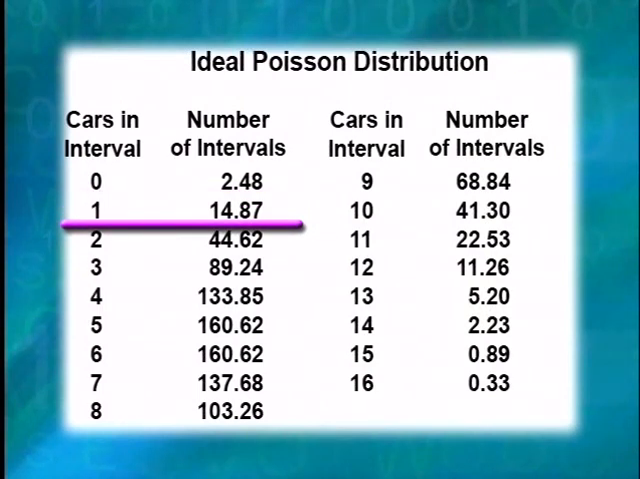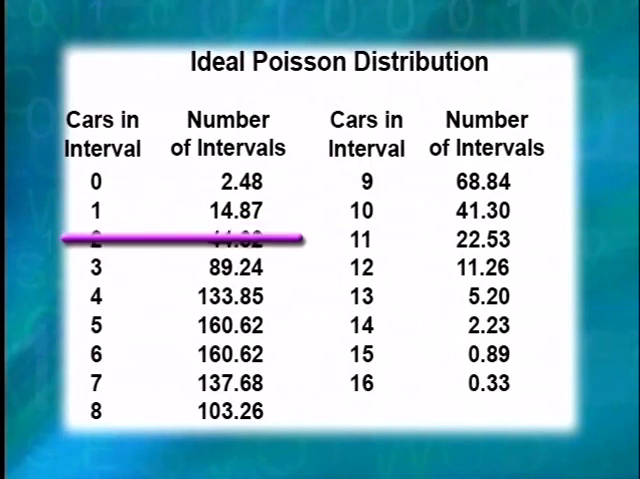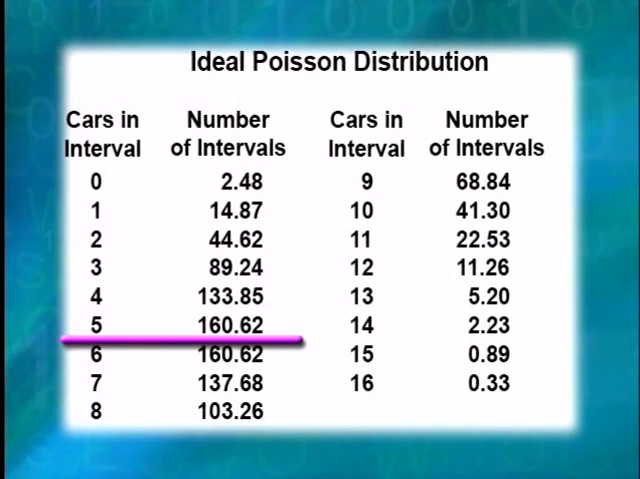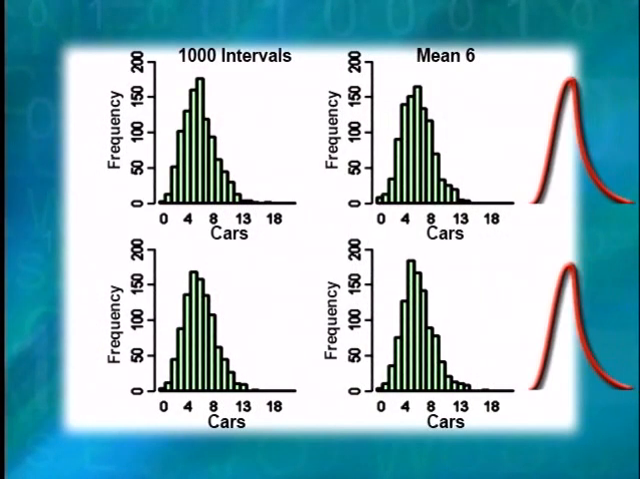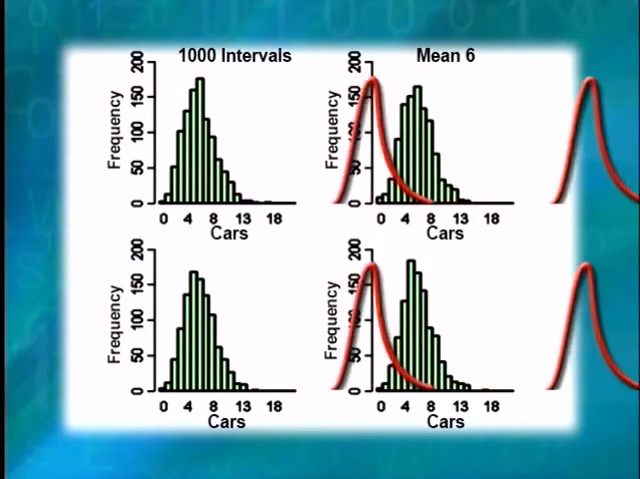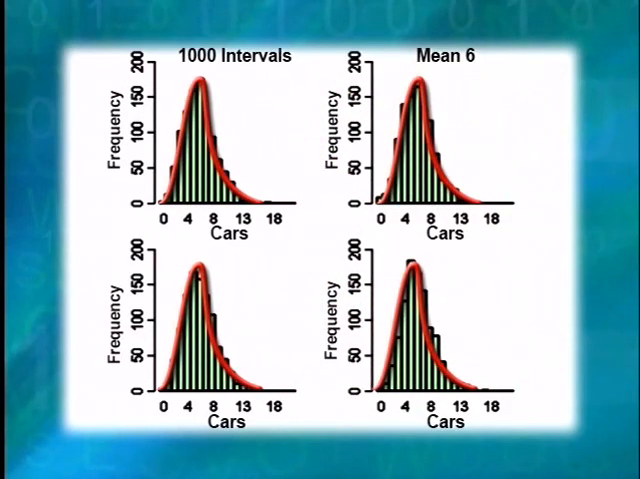How many? 1, you see? So for each one, and how many intervals would we expect exactly 5 cars to arrive? 160.62. So we can now go back to our graphs, our simulations, and superimpose the smooth curve that is the abstract mathematical approximation that we expect to approximate our data.